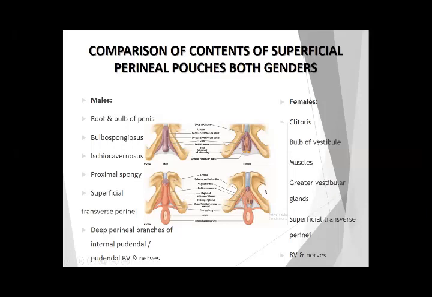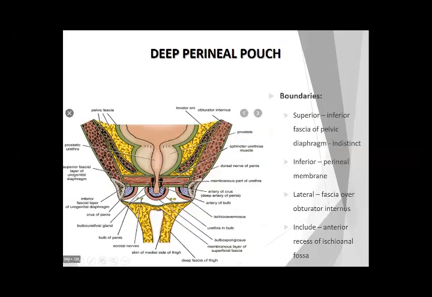अच्छा जी. Now let's come to the deep perineal pouch. Now the deep perineal pouch is bounded by this. This is the superior fascia of the urogenital diaphragm. It was superiorly, and this fascia is the inferior fascia of the pelvis. Pelvic floor का ये inferior fascia. So superiorly, it is bounded by the inferior fascia of the pelvic floor.